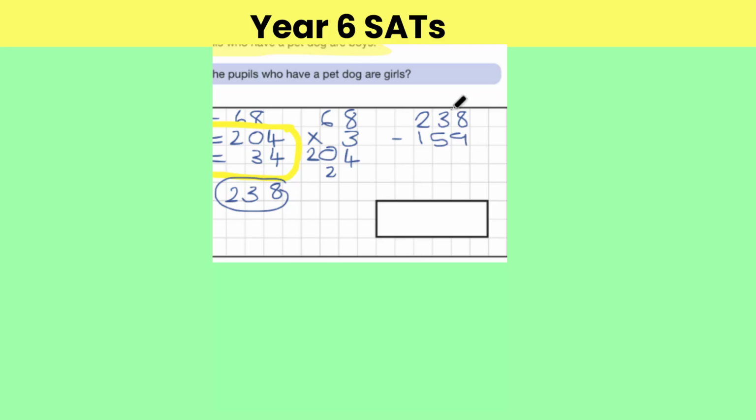8 subtract 9 we can't do. 18 subtract 9 is 9. 2 subtract 5 we can't do. 12 subtract 5 is 7, and 1 subtract 1 is nothing. So the difference is 79. So 79 girls own a pet dog.